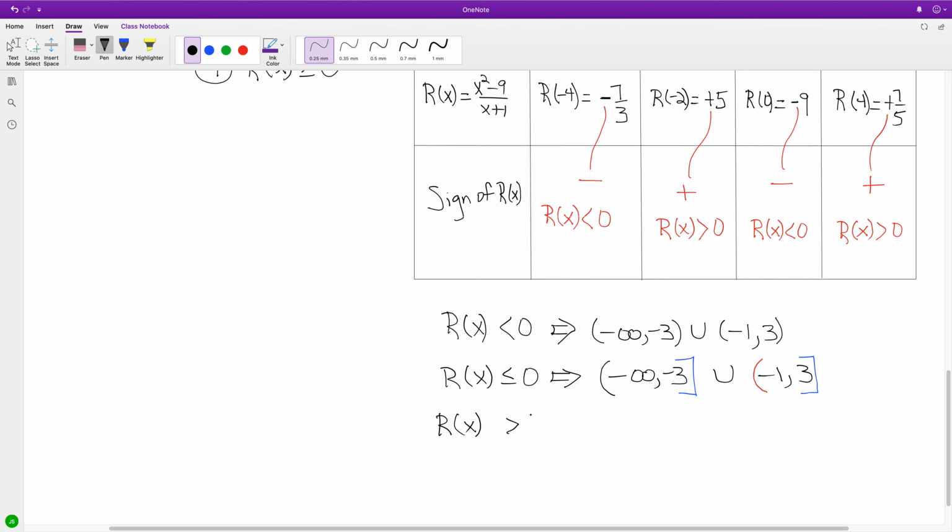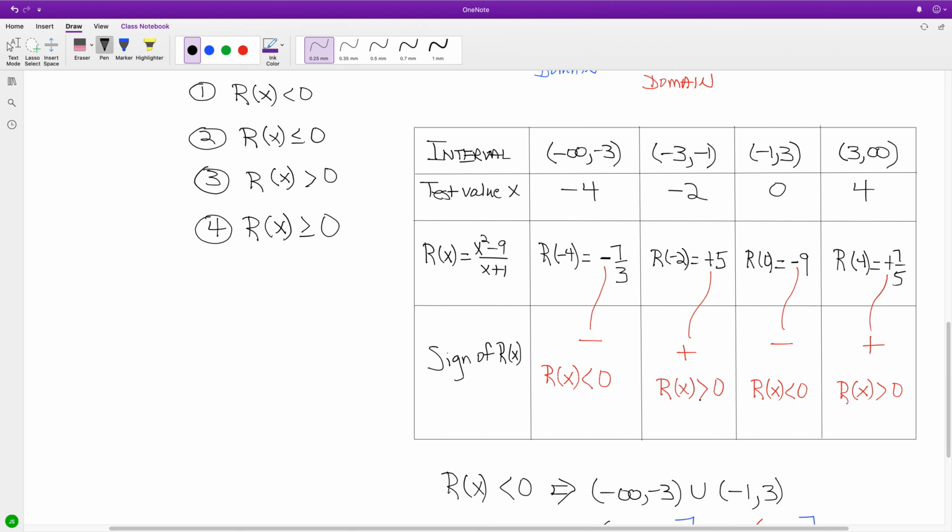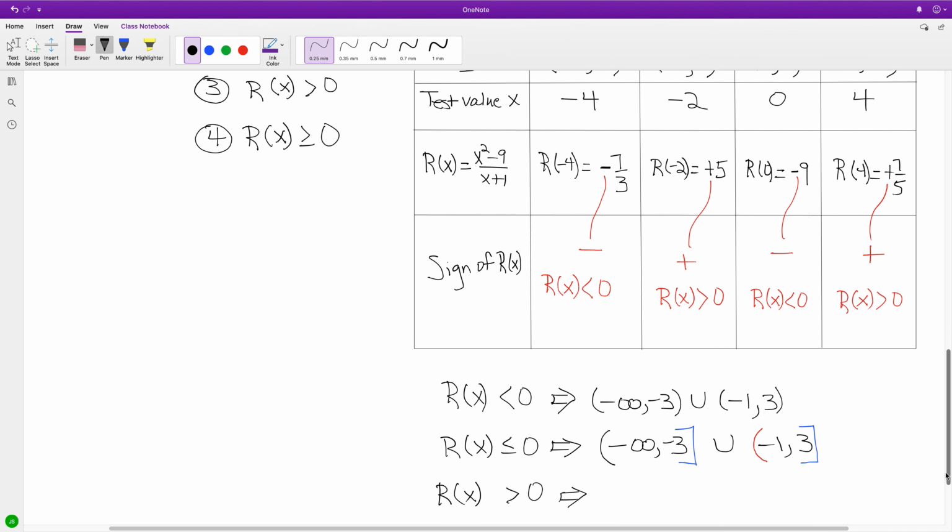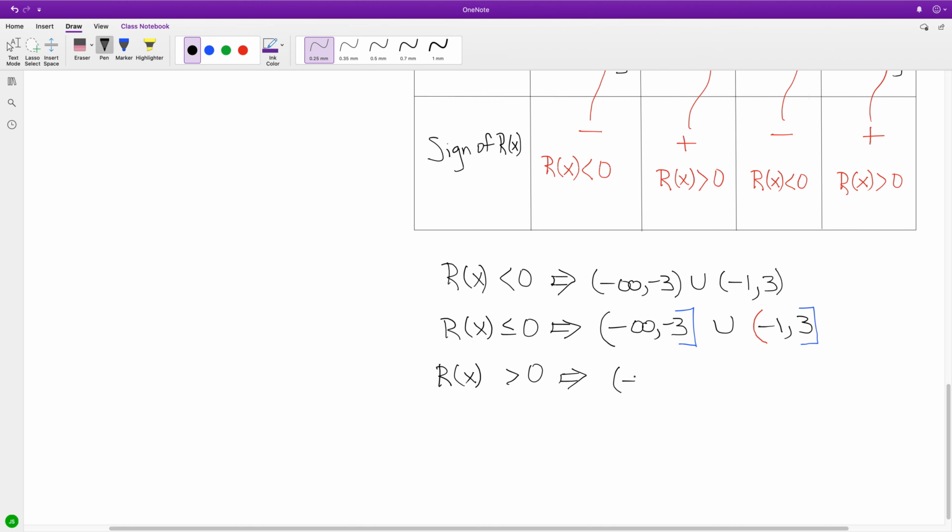Now for R of x greater than 0, going back to our table, R of x is greater than 0 for those values of x between, but not including, -3 and -1, and also those values of x greater than 3. For that solution we have parentheses exclusively, since we don't have an equal sign in the inequality. So that would be your solution set for R of x greater than 0.